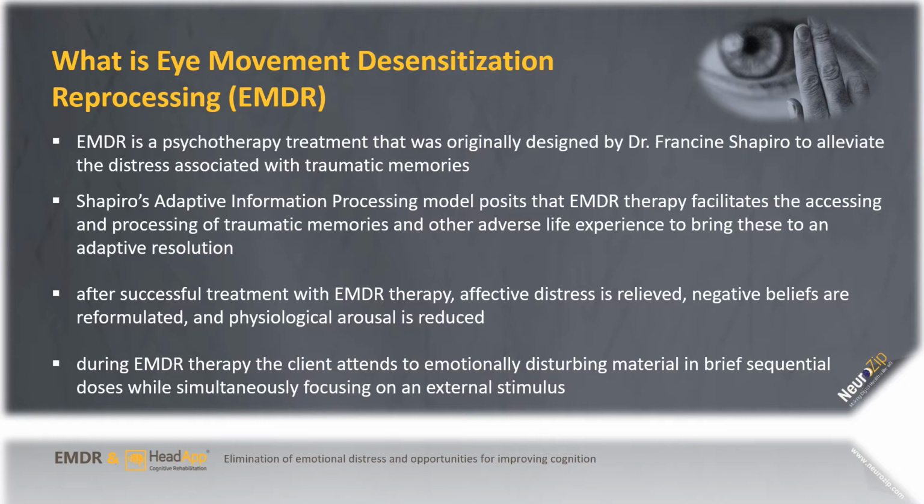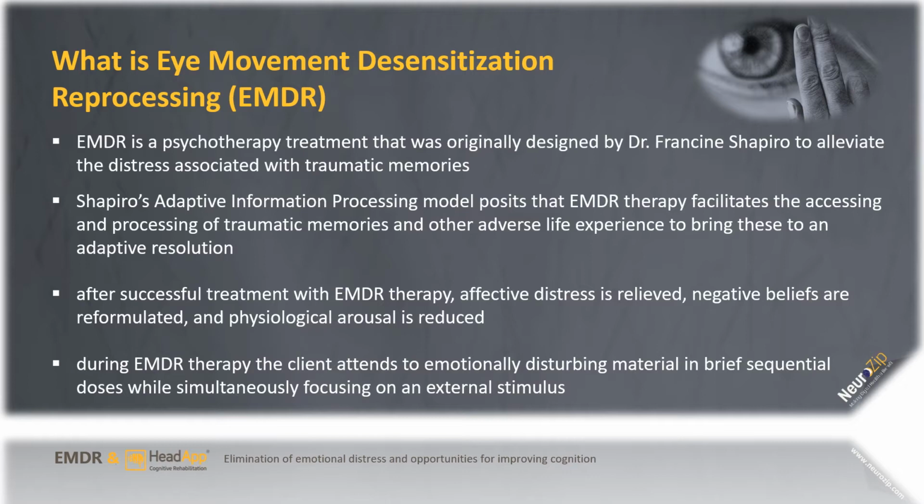What that essentially means is that it reaches those traumatic memories and does some treatment of that so that it takes it out of the way of your daily experiencing in a harassing way. After successful treatment with EMDR therapy, affective or emotional distress is relieved, negative beliefs are reformulated, and physiological arousal is reduced. So in other words, by dealing with the affective or emotional aspect, we change the belief we had in that particular trauma, reformulate it, and we drop the physiological PTSD arousal that causes the harassment.